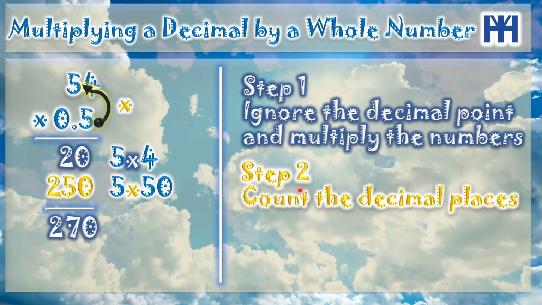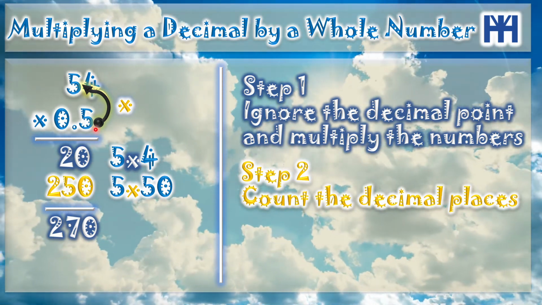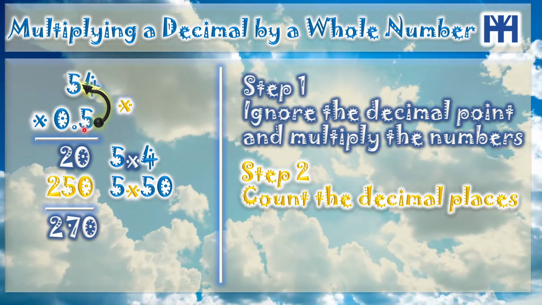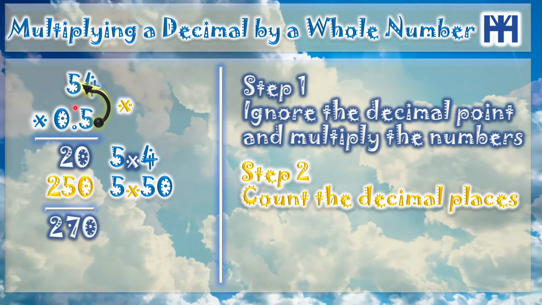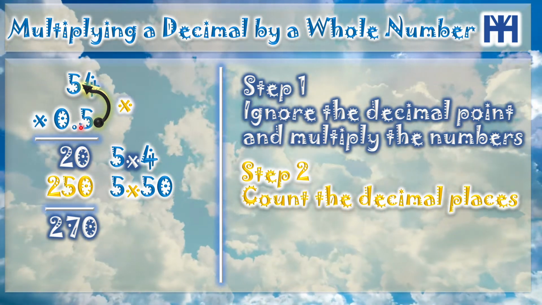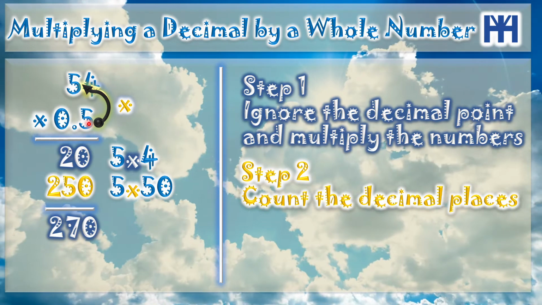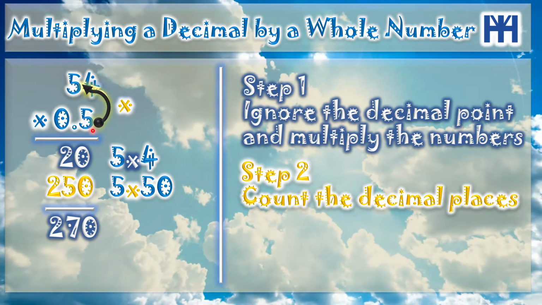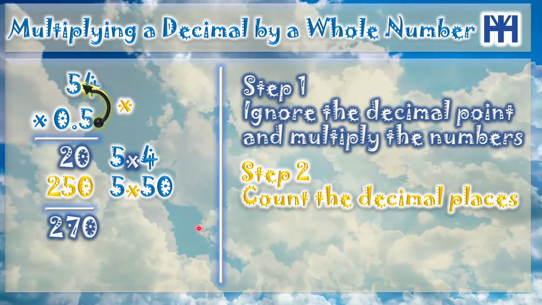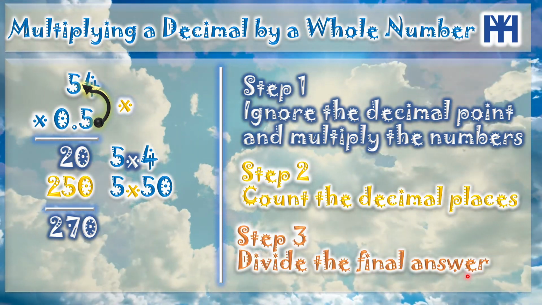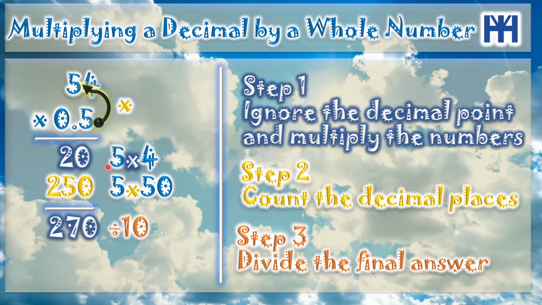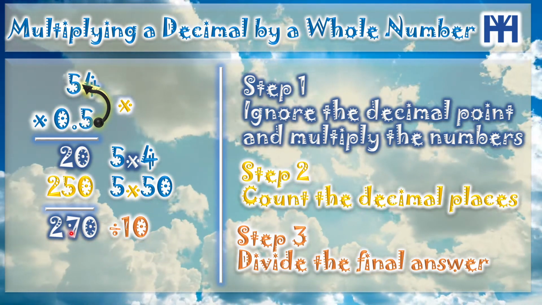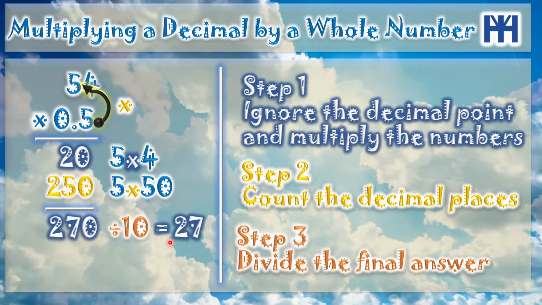In 2 steps. Step 2, count the decimal places, like how many decimals are in there. There is only one here. I don't mean decimal number, I mean decimal places. Like here it's 0.5, so it's only one decimal place. If it's 0.05, then there are 2 decimal places. So here there is only one, then you will divide the final answer by 10. There is only one decimal place, so 270 divided by 10 is 27.